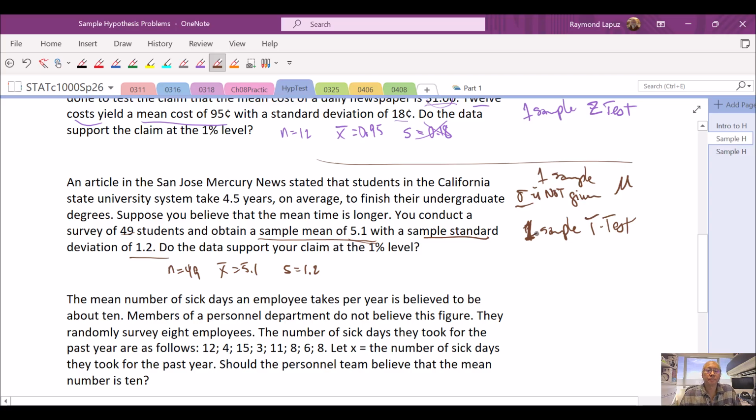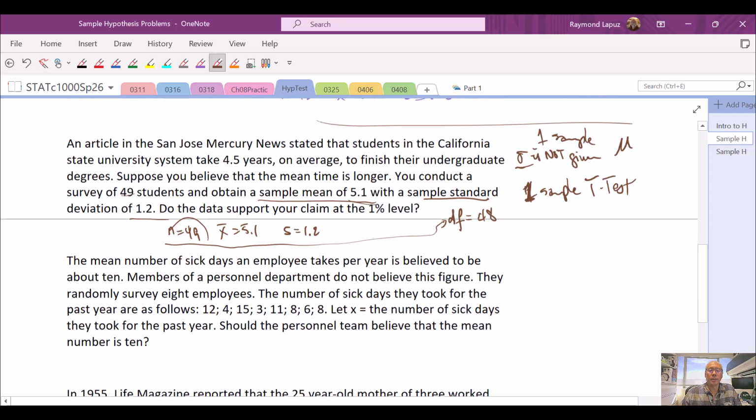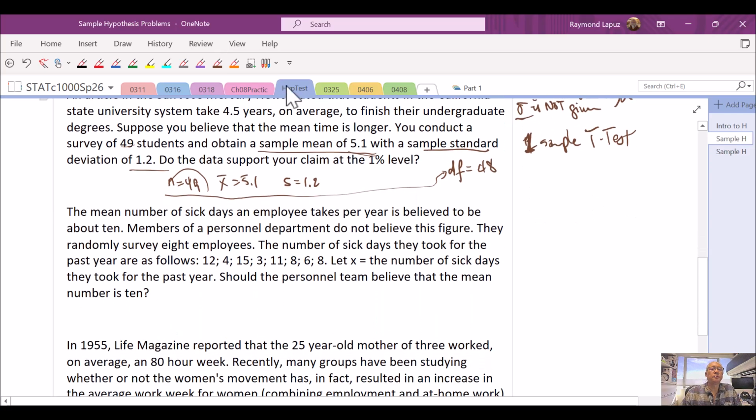Okay. All right, and if we care to know, or somebody needs to find out, our degrees of freedom, because we're using a t-test, will depend on your n. So n minus 1 is 48, and that would be your degrees of freedom. All right, a couple more here.